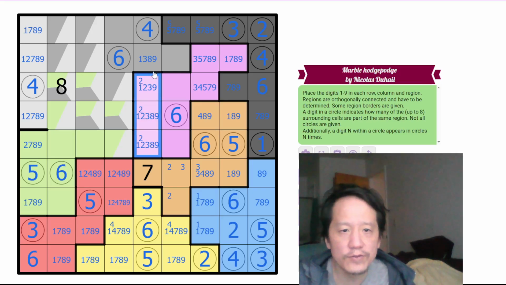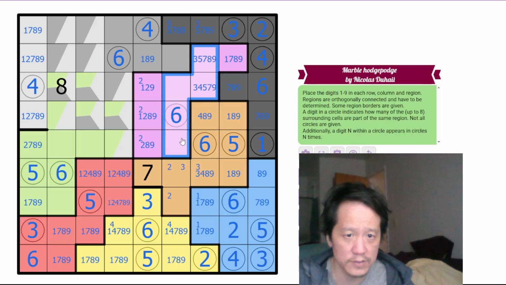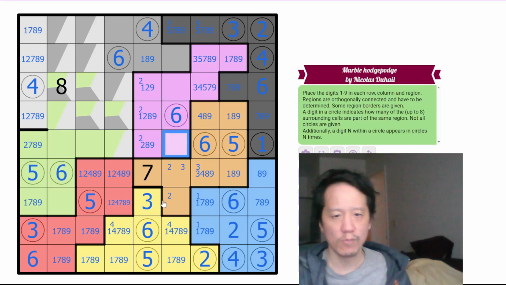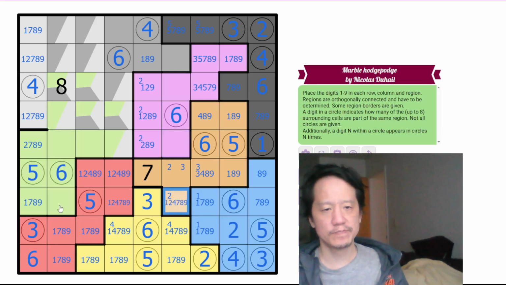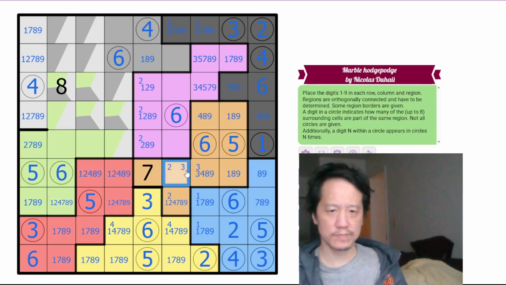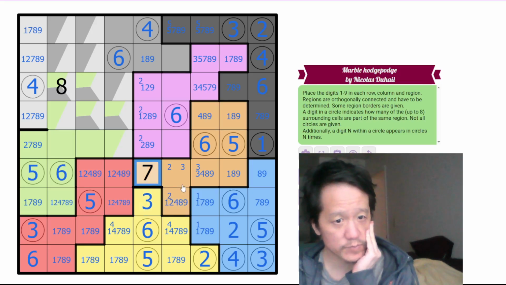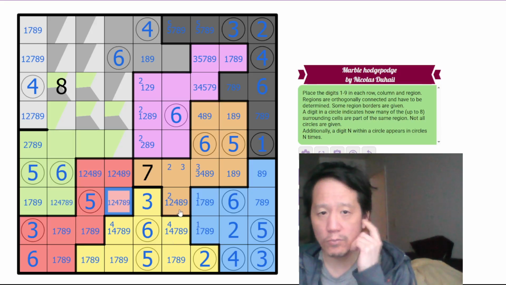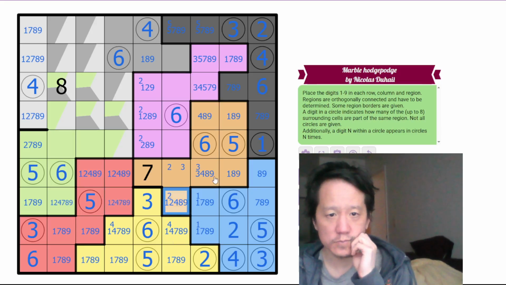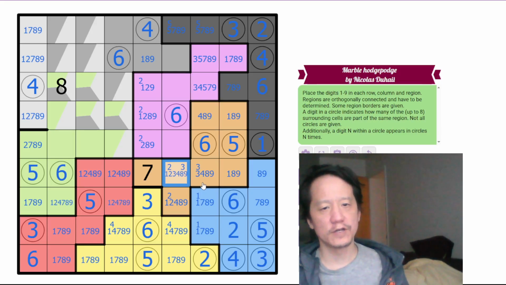This can't be 3 anymore, and this can't be 1. One of these 2 is 3 here. One of these is 3. We have 1, 2, 4, 7, 8, and 9 here. That's fine. This can't be 7 because it's in the orange region, which has that. This is 1, 2, 3, 4, 8, 9.